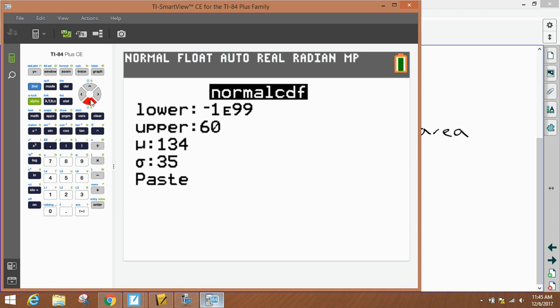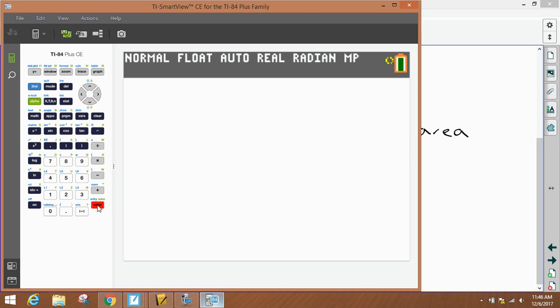Our mean we said was 71. This is the same thing. This is the important part, knowing how to make your calculator do it. So, we said our standard deviation was 3. And we paste it. Okay.